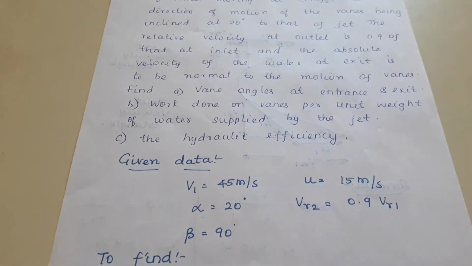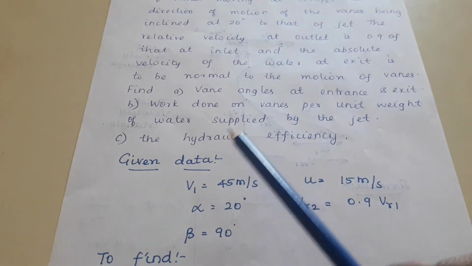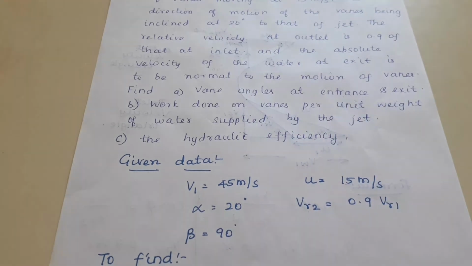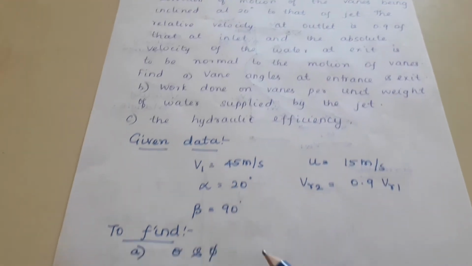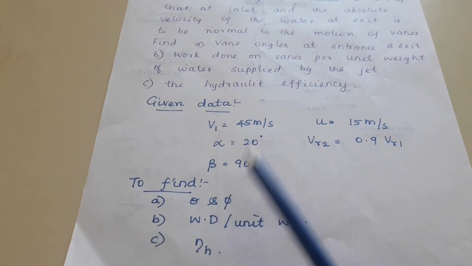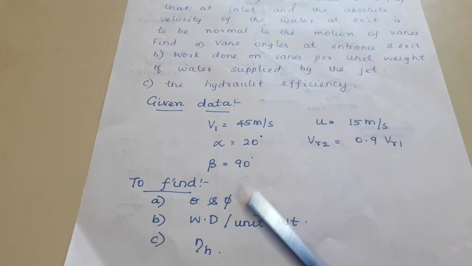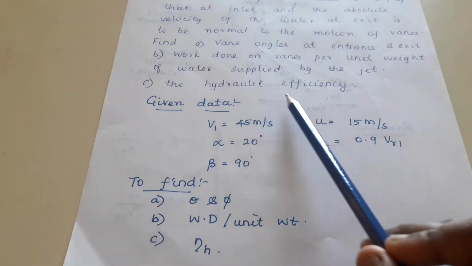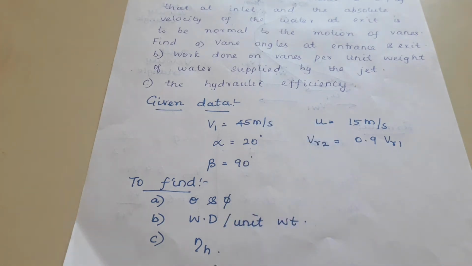That is given. What we have to find? We have to find the vein angles at entrance and exit. Entrance means theta. At exit is phi. So theta and phi we have to find. Work done on veins per unit weight, so work done per unit weight you have to find. And hydraulic efficiency, that is also we have to find. Clear?